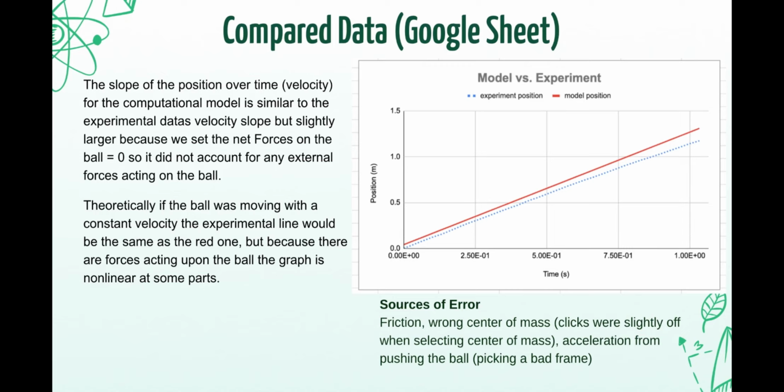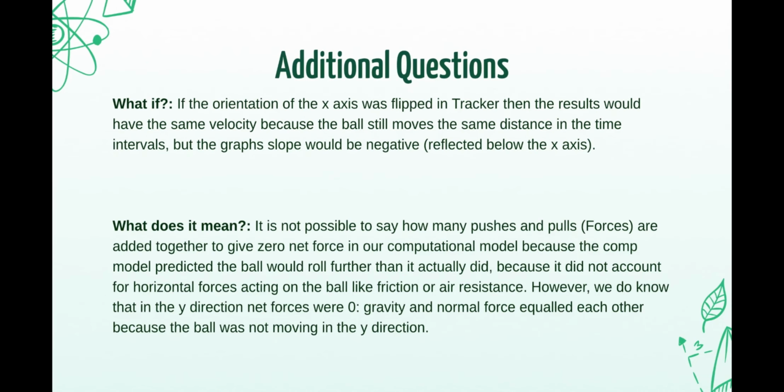The computational model depicts a ball that's moving with a perfectly constant velocity, and in the experimental one, there's friction and air resistance acting on the ball, so that's why the slope is less. Theoretically, if the ball was moving with constant velocity, the lines would be the same, but that's not the case. Sources of error were friction, wrong center of mass in the Tracker, and acceleration from pushing the ball at the very beginning.